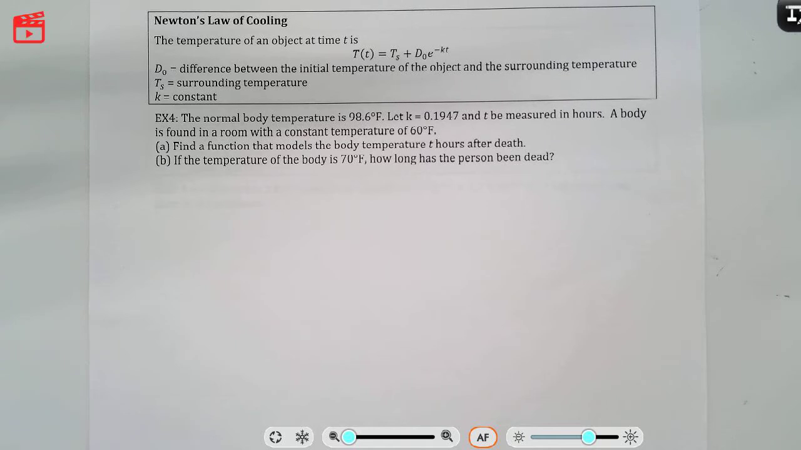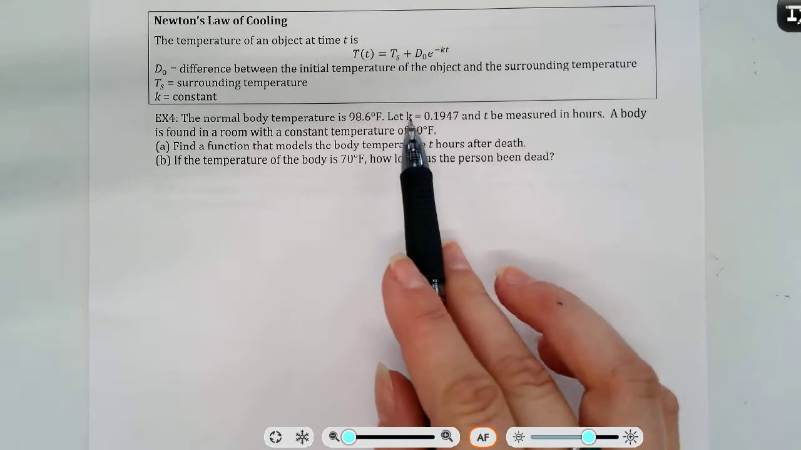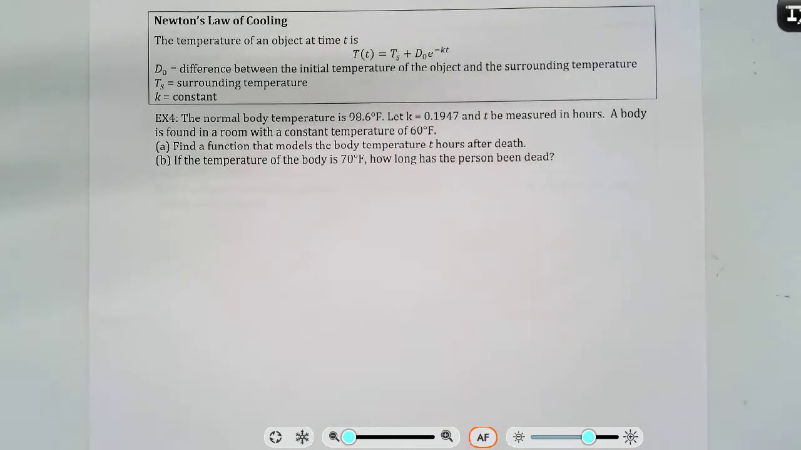The normal body temperature is 98.6 degrees Fahrenheit. Okay, look at this, they're so nice, they gave us k. So we don't have to find that. The constant is 0.1974, and we're going to ask that t is measured in hours. Good to note that.